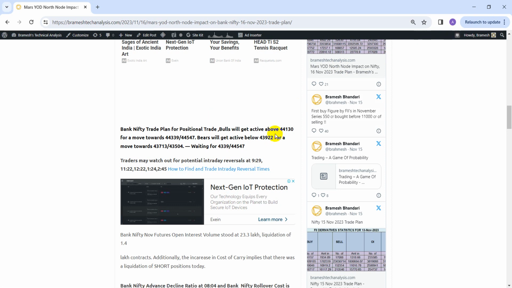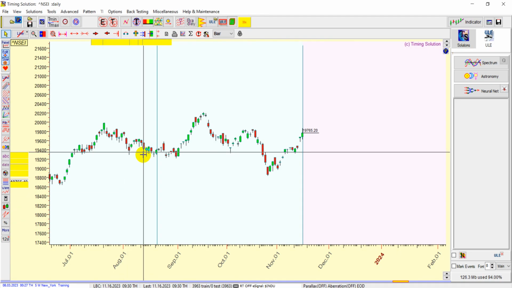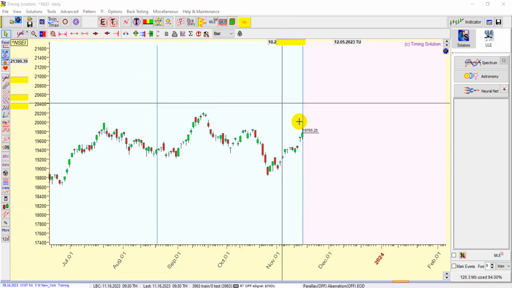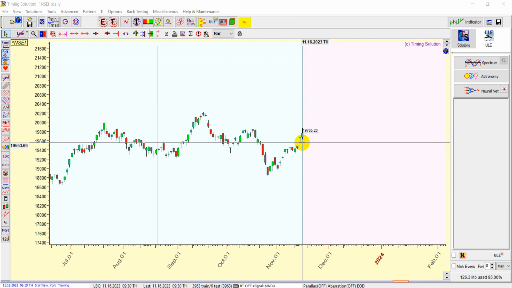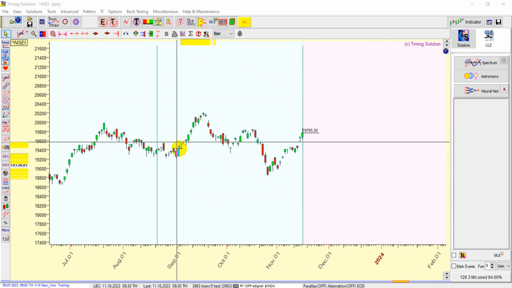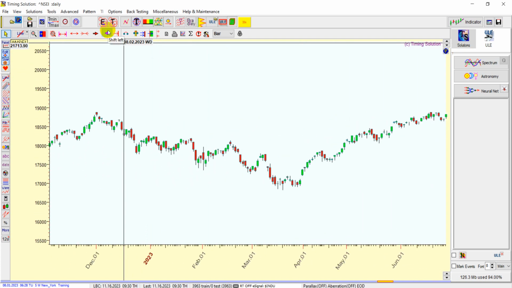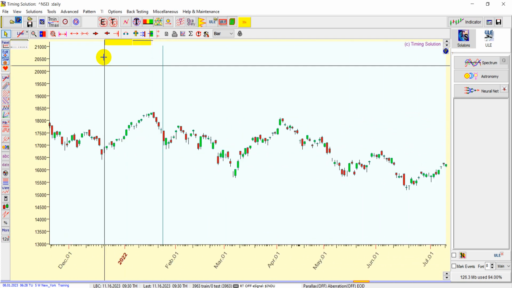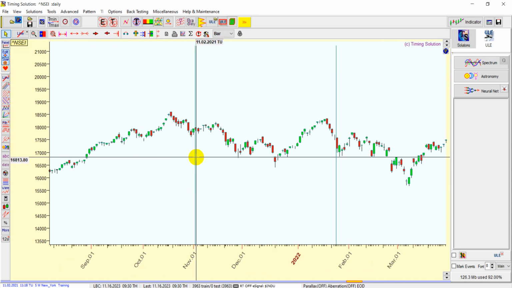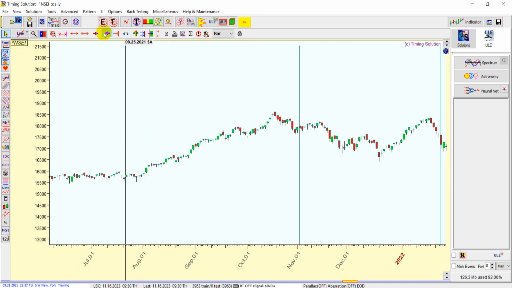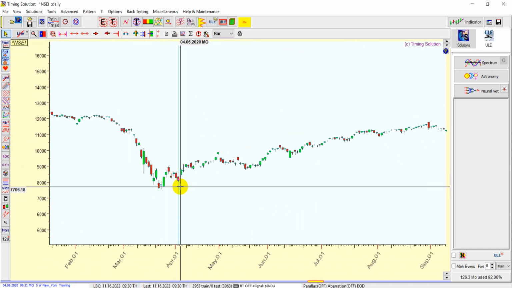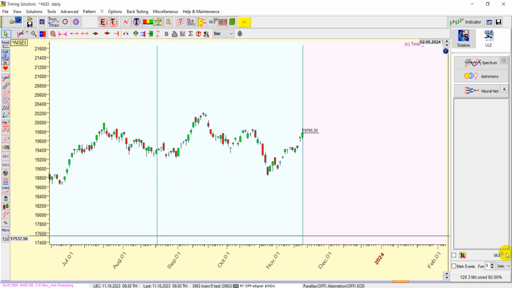For that, what we require is timing solution software. The first thing I've drawn here is the Mars, North Node 150-degree aspect. As you can see, this aspect generally forms near a top or bottom. Last time it happened somewhere here, and the next day we made a bottom and had a sharp recovery. Again it formed almost a bottom with a small recovery, then again a perfect bottom and a good rally. So this is one aspect which is forming.